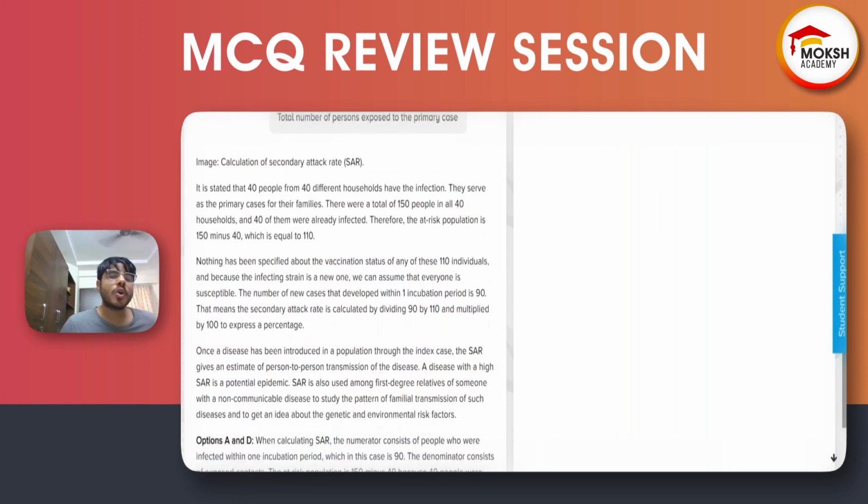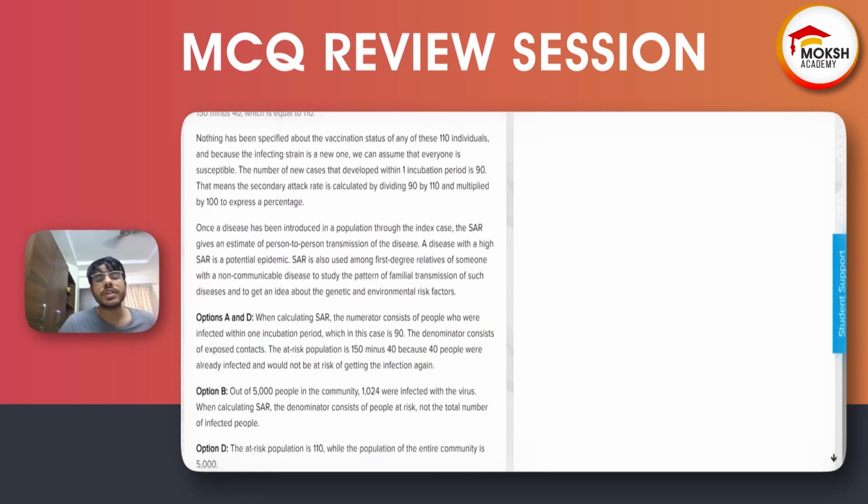Nothing has been specified about the vaccination status of any of these 110 individuals. And because the infection is a new one, we can assume that everyone is susceptible. The number of new cases that develop within one incubation period is 90. That means the secondary attack rate is calculated by dividing 90 by 110 and multiplying by 100 to express it as a percentage.